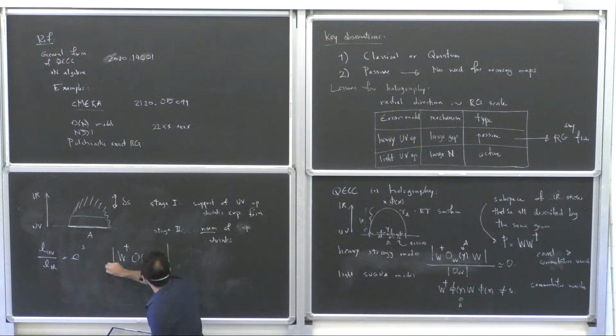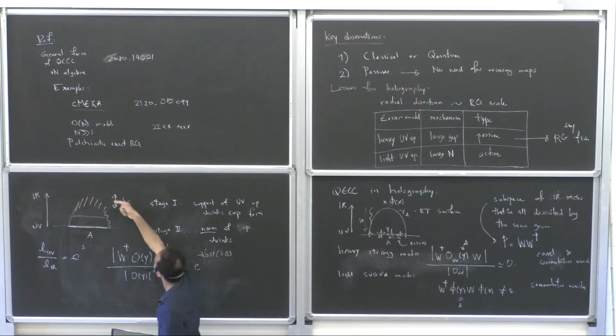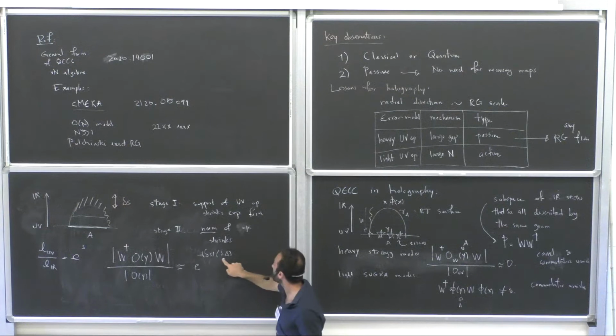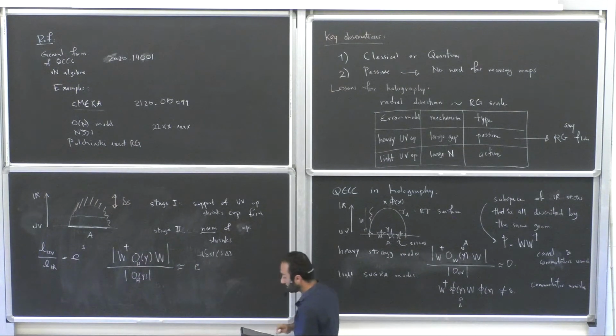The norm of the operator falls exponentially, like e to the minus delta S times delta. So this delta S is the width of the region, and delta is the gap in the spectrum. When I say this is a heavy operator, what I mean by that is that this is a CFT.